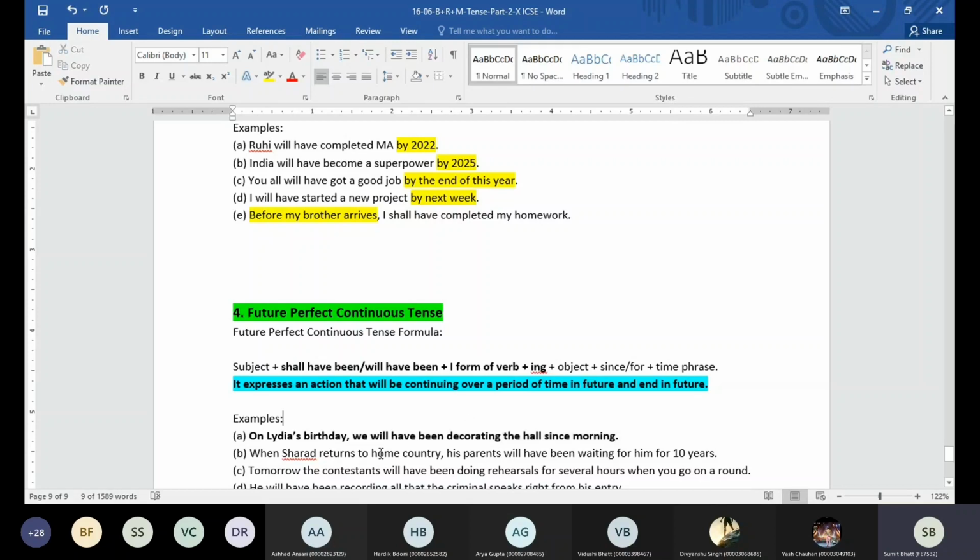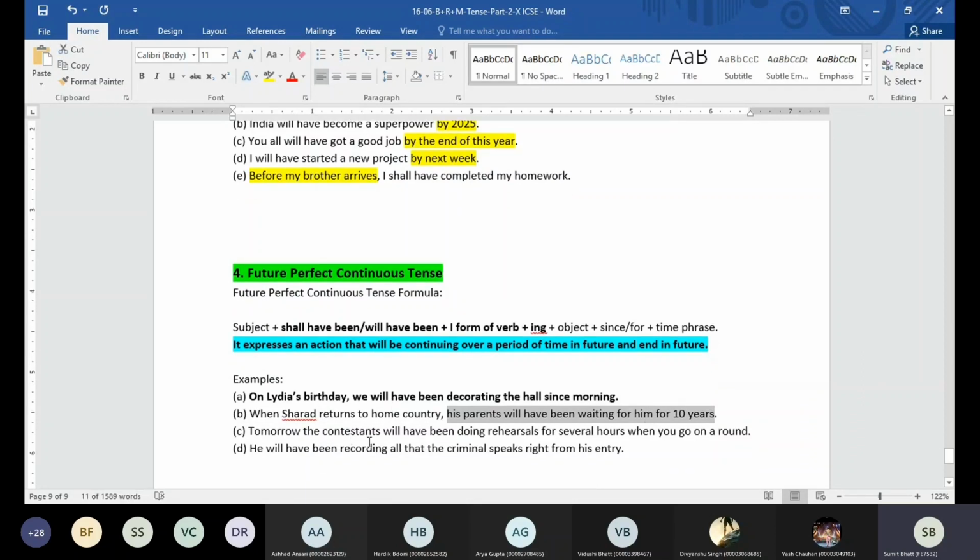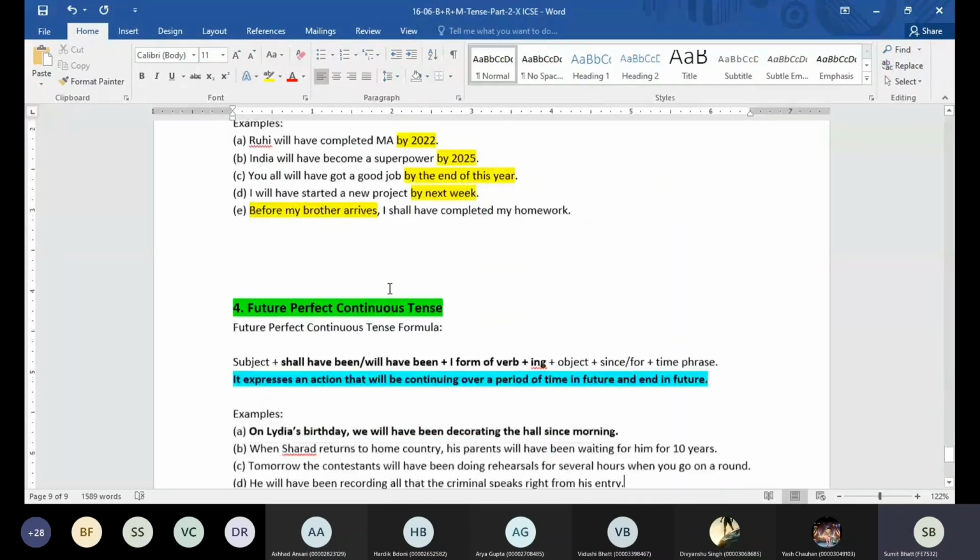When Sharad returns to his home country, his parents will have been waiting for him for 10 years. When the first thing happens, this thing will have been continuously going on for 10 years. Tomorrow, the contestants will have been doing rehearsals for several hours when you go on a round. He will have been recording all the criminal speaks right from his entry. When? In the future.